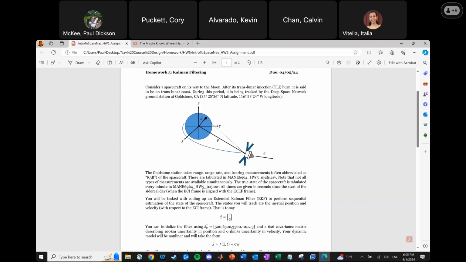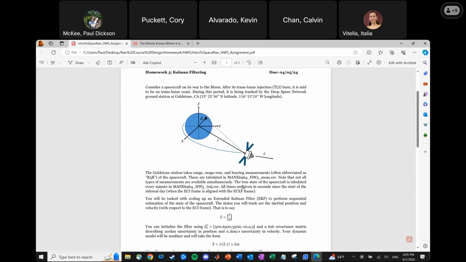I give you a CSV file with the measurements. At some time we have a range measurement, at some other time we have a range rate measurement, at some other time we have a bearing measurement. Those are all tabulated. Not all types of measurements are available simultaneously. The true state of the spacecraft is also tabulated. So I actually tell you the real state of the spacecraft the whole time, and you get an update every minute in this trajectory file.